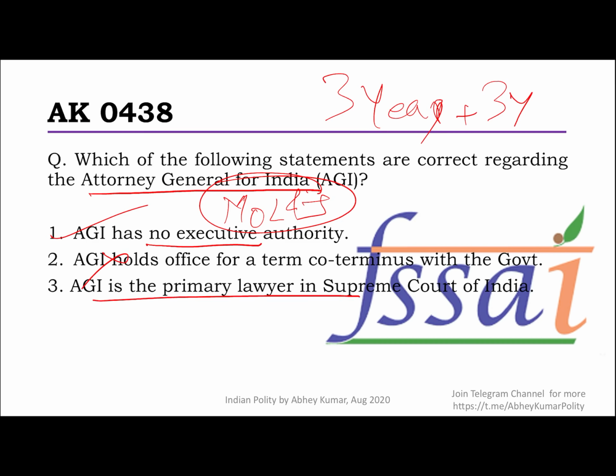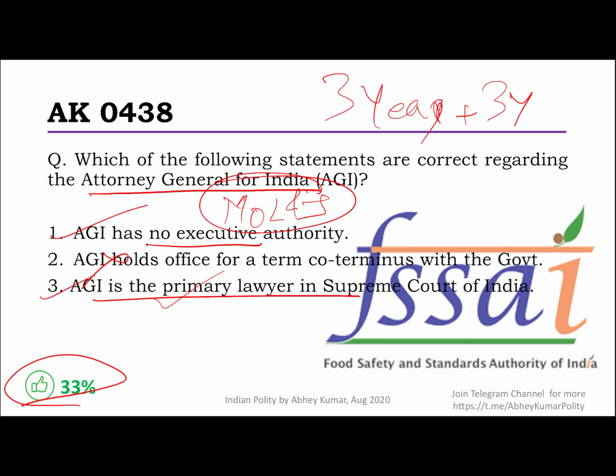AGI is the primary lawyer in the Supreme Court of India. That is correct. We know the Attorney General of India has the right of audience in all the courts of India also. So first and third are the correct statements. This institution, I'm sure you know very well, is very much in the news most of the times of the year; something or the other is happening. We need better performance.